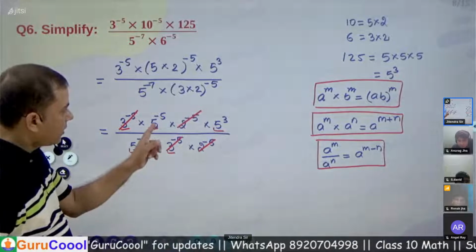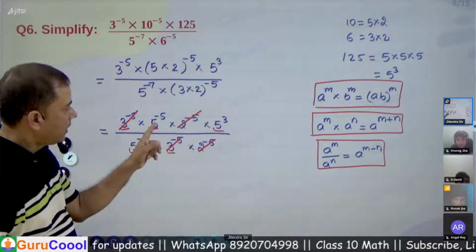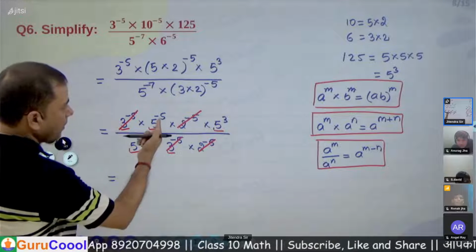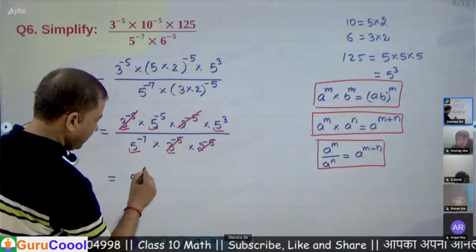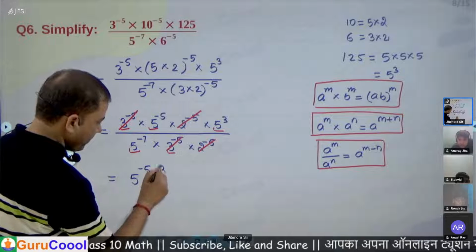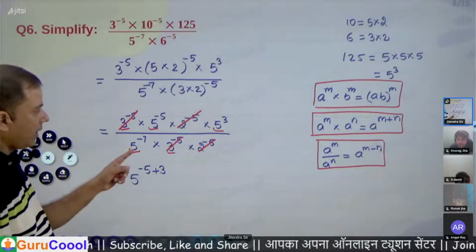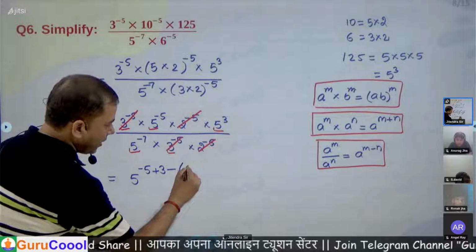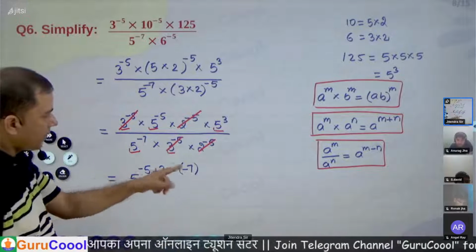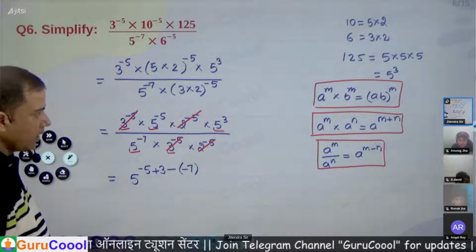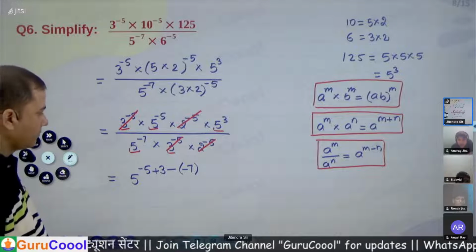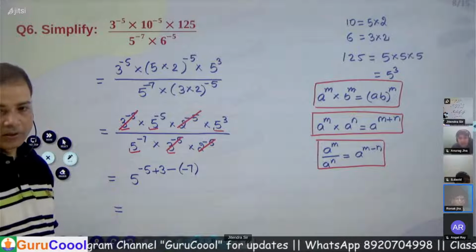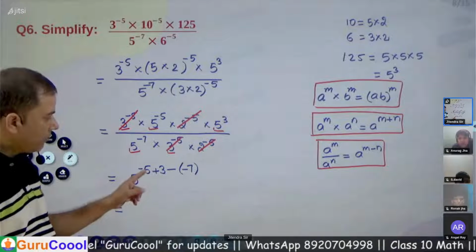In the numerator, they are multiplied with the same base. We will add their powers. 5 power minus 5 plus 3. But this one is in denominator, so its power will be subtracted. Minus of minus 7. Minus 7 power is subtracted. Any question? No, sir.